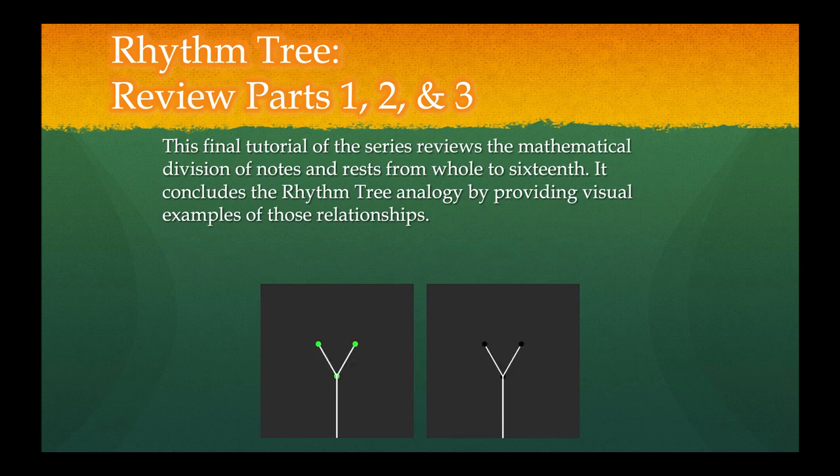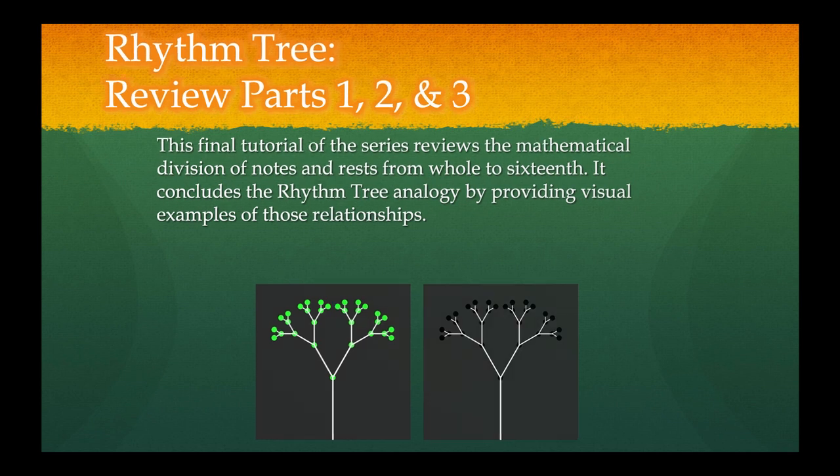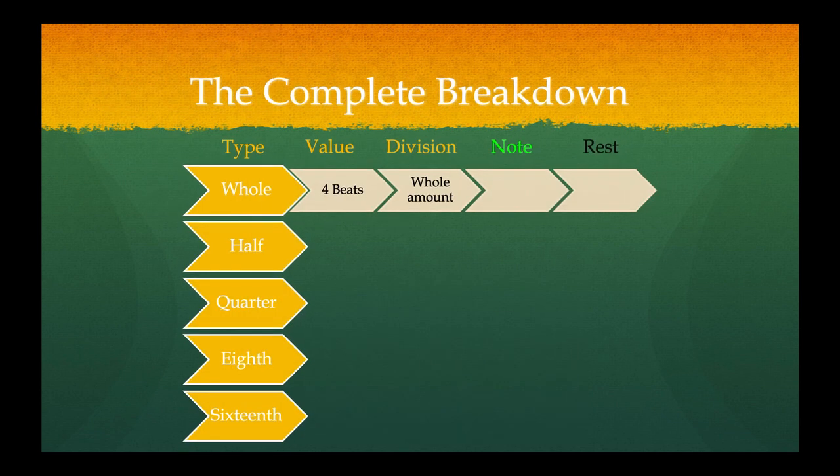This final tutorial of the series reviews the mathematical division of notes and rests from whole to 16th. It concludes the rhythm tree analogy by providing visual examples of those relationships. Now let's review the complete mathematical breakdown from whole to 16th. We start with the whole, worth 4 beats. It's the whole amount. A whole note gets 4 beats of sound, and a whole rest gets 4 beats of silence.